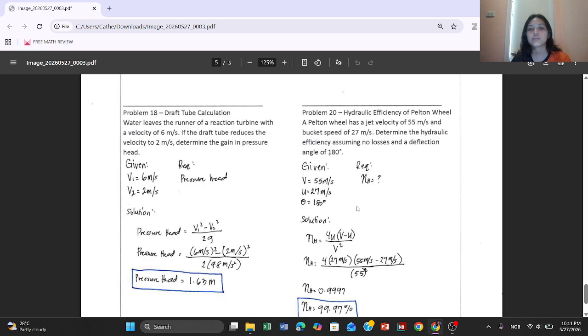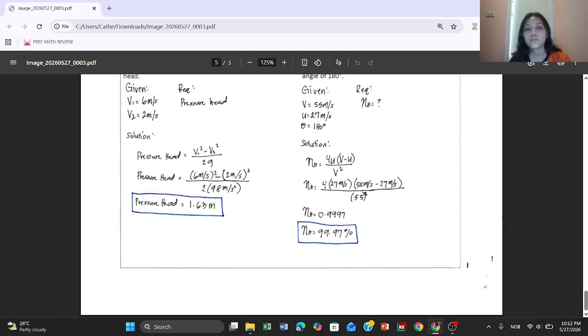And lastly, number 20, about hydraulic efficiency of Pelton wheel. We have the problem of a Pelton wheel with a jet velocity of 55 meter per second and a bucket speed of 27 meter per second. Determine the hydraulic efficiency assuming no losses and a deflection angle of 180 degrees. We have a jet velocity of 55 meter per second, a bucket speed of 27 meters per second, and an angle of deflection of 180 degrees.